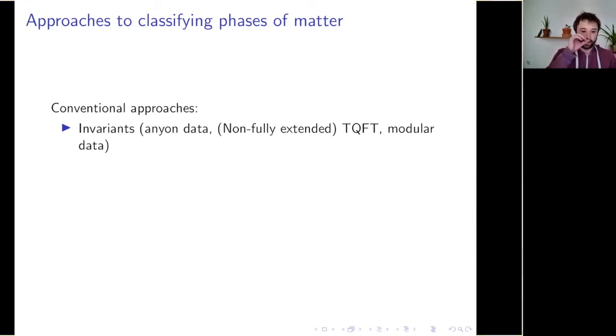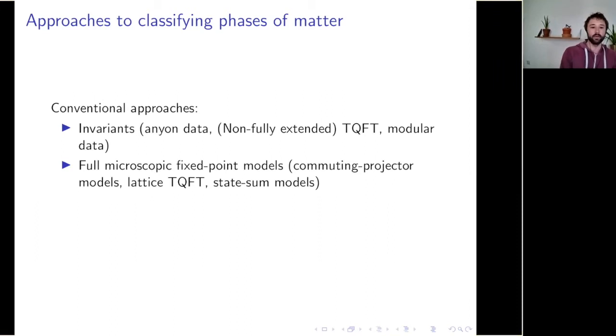So invariants always have the problem that for a given set of invariants, there might not be an actual microscopic model which has those invariants. On the other hand, there might be the opposite problem that there are two or more different models and two or more different phases that have the same invariants. And for this reason, we will stick to the second type of classification, which consists in writing down full microscopic models, so-called fixed point models.